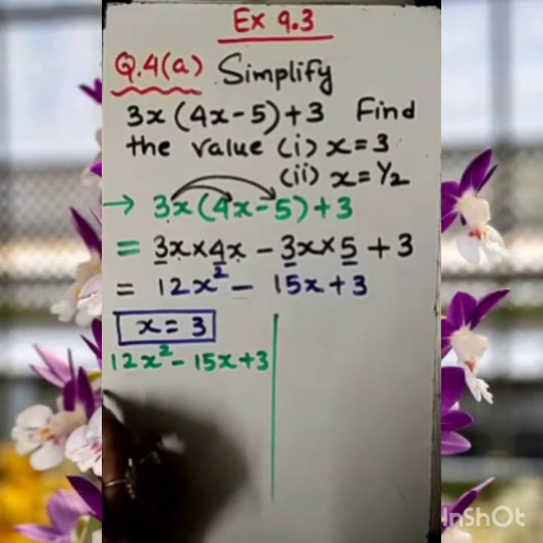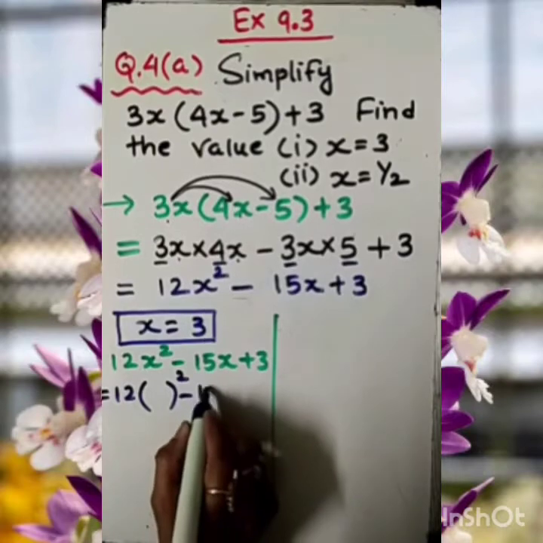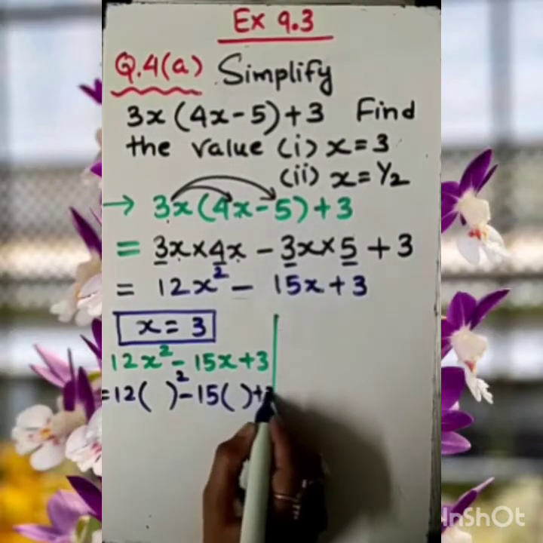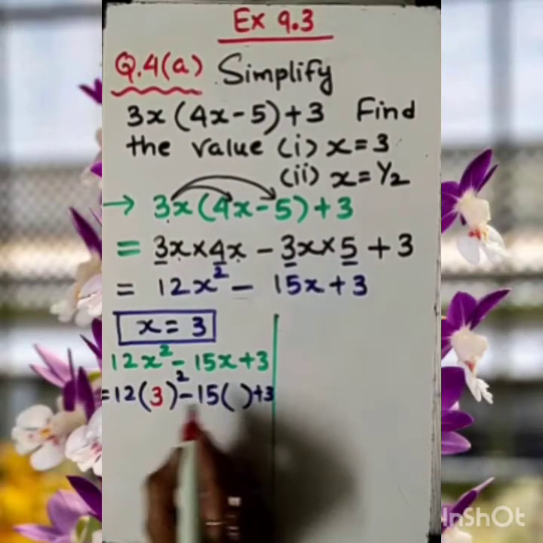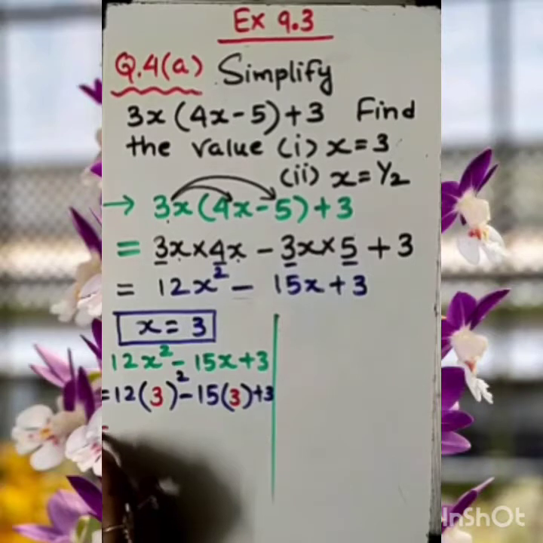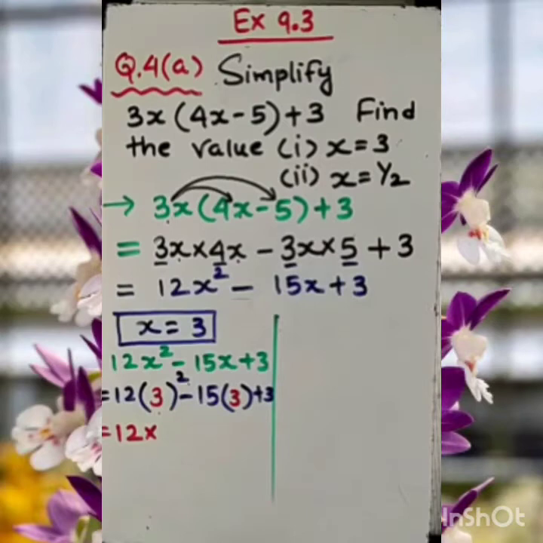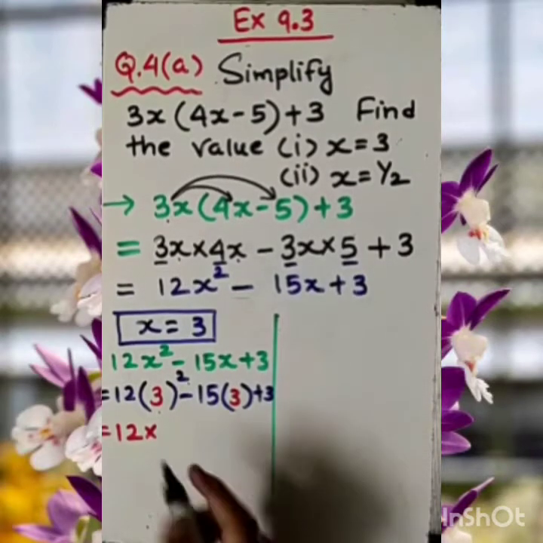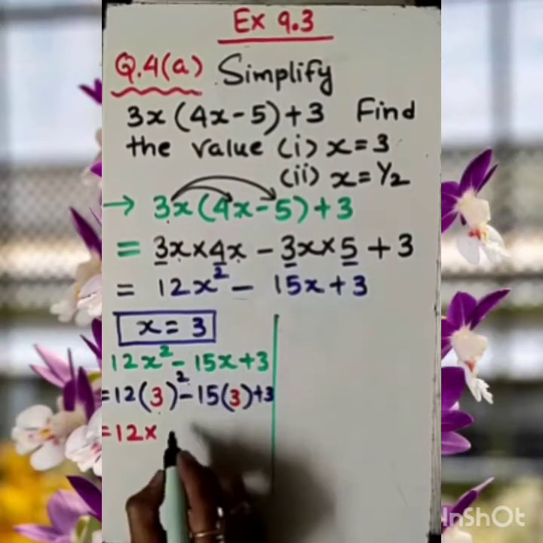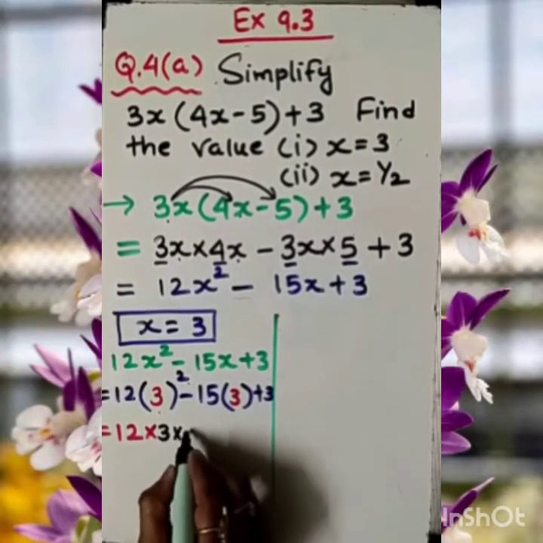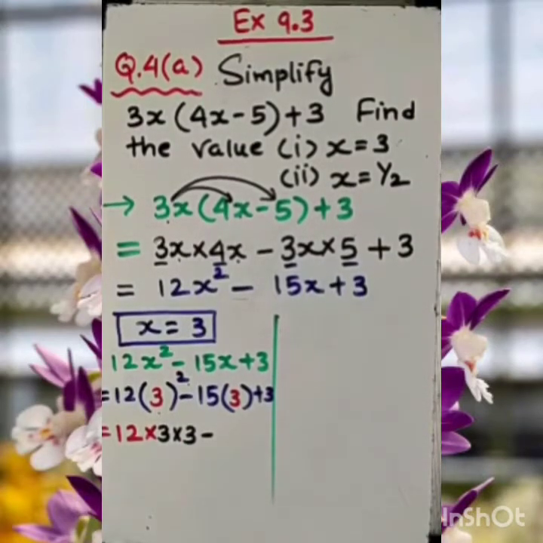Look at your screen. See here, 12 is already there. In brackets I am writing the value of x. What is the value of x given here? So we write 3 in place of x, and here also 3. Now 12 is already with us. What is the meaning of 3 square? The meaning of 3 square is not 3 times 2, which is 6. Don't write that, it is wrong. 3 square means 3 into 3. Clear? Minus, further, 15 is already there.